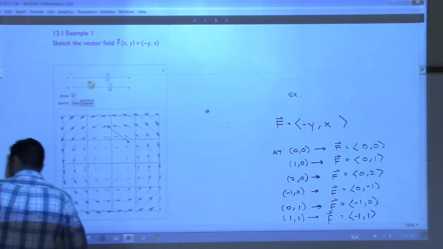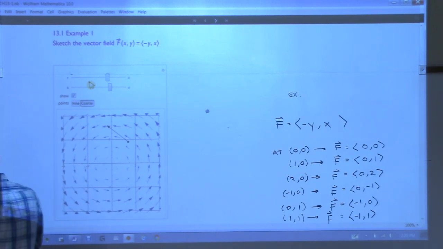Okay. Do you want to change the vector field? Sorry, my phone keeps vibrating. I'm like, what the hell's going on here? Is he texting anybody again? No, it's actually my daughter.